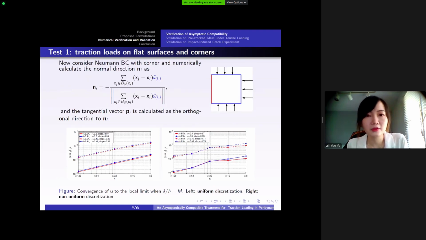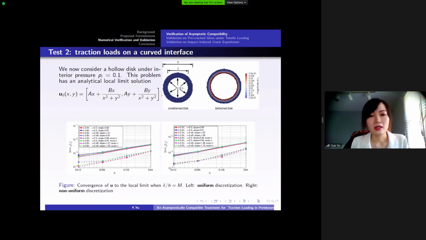Now let's look into some scenarios not discussed in our mathematical proof. That is when our boundary is not C3, not smooth, when we have a Lipschitz boundary. In this case, we consider a corner in the boundary. The normal direction is undefined close to the corner, so we use a numerical approximation to the normal direction in our formulation. We can see that for the uniform and the non-uniform discretization, we still get roughly first order convergence.